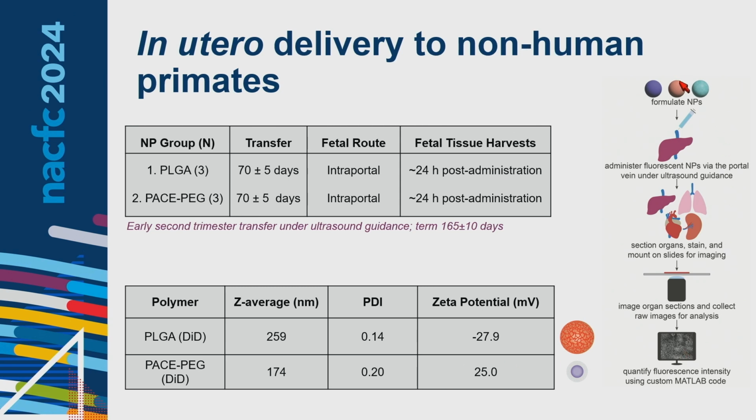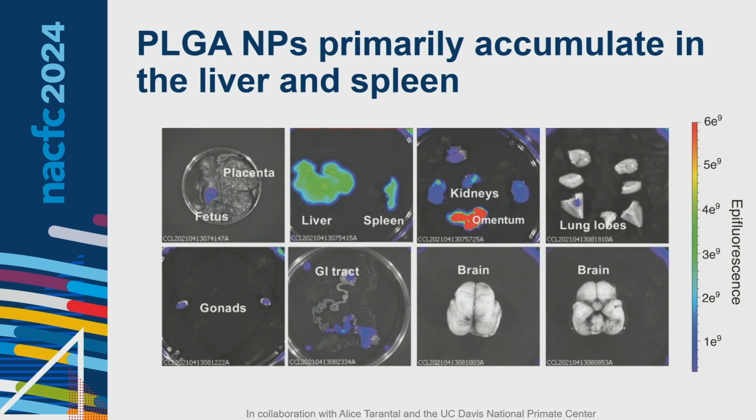So we formulated our nanoparticles, sent them to our collaborators at UC Davis, who administered them under ultrasound guidance via the portal vein. They harvested the organs, sent them back to us, and we did a lot of sectioning and staining and imaging, and then we have a custom quantitative microscopy MATLAB code that we use to analyze some of the images. So I'm excited to show you some of this data.